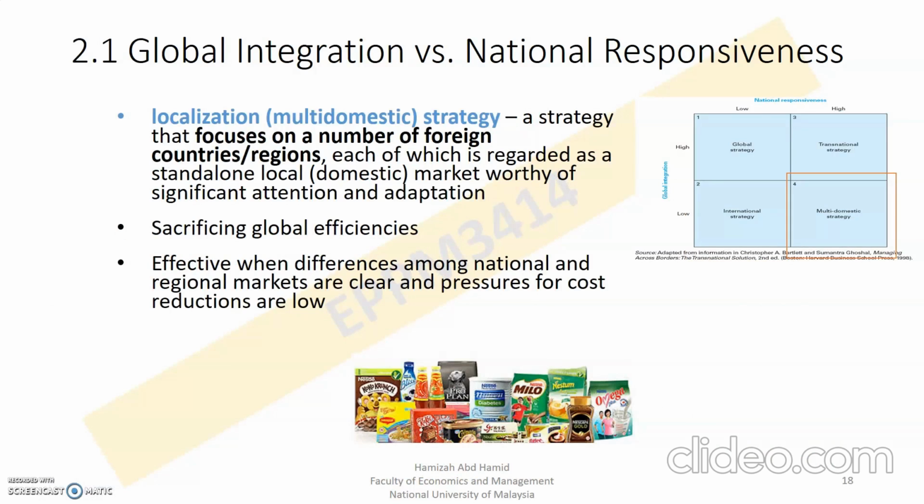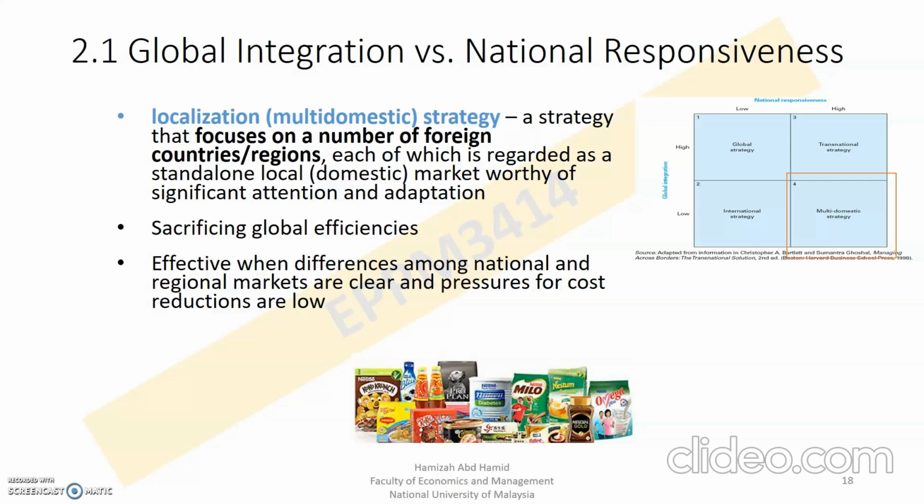If the company has high pressure for national responsiveness but low pressure for global integration, it is best for them to choose localization or multi-domestic strategy. This is a strategy focusing on a number of foreign countries or regions. So these countries or regions are regarded as a standalone local market, worthy of significant attention and adaptation.